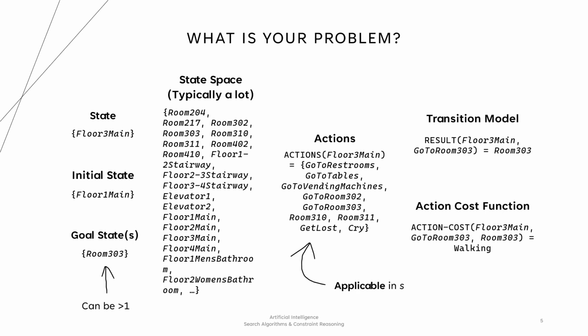So we have our state space, which is all of the states that you could possibly be in. Then we have our initial state, which is where the algorithm starts at.